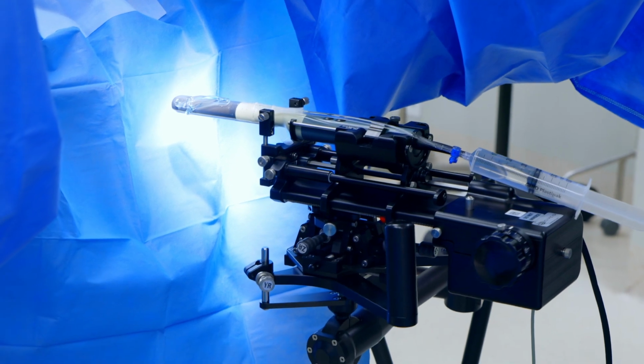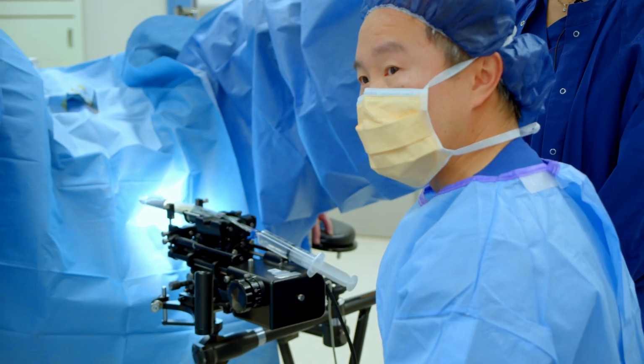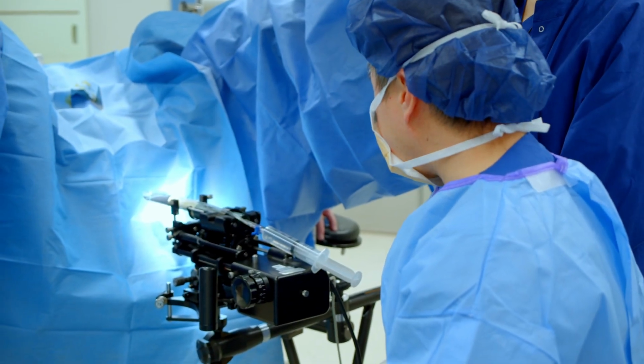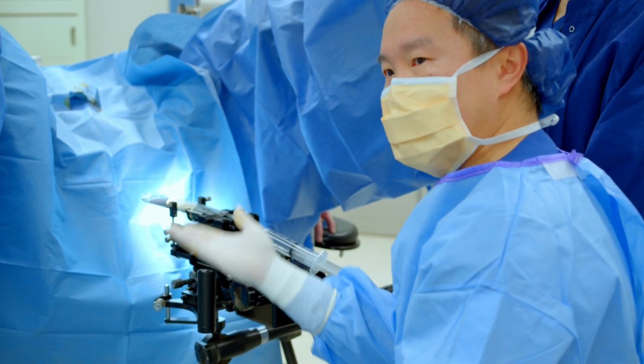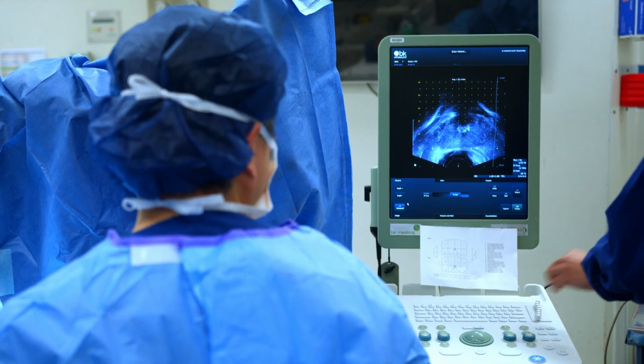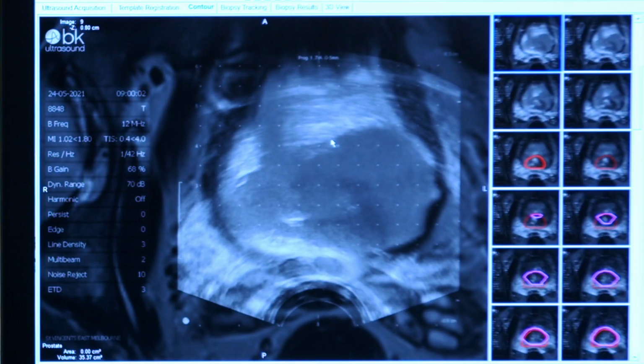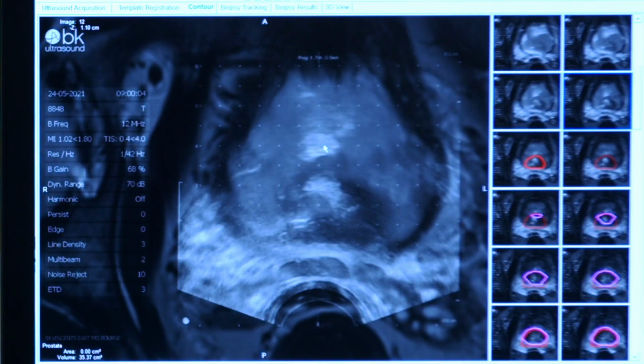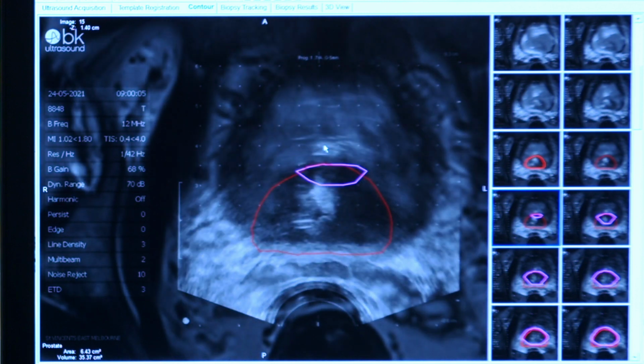So this is the ultrasound probe, which captures the image of the prostate, and it's inserted into the rectum, which is directly behind the prostate. So what the computer is doing is capturing these ultrasound images. So we scroll from the base to the apex of the prostate.